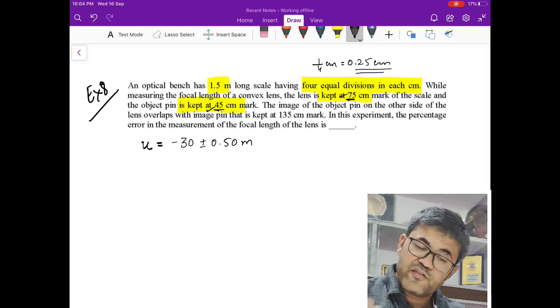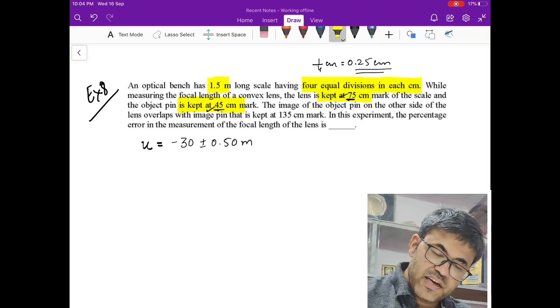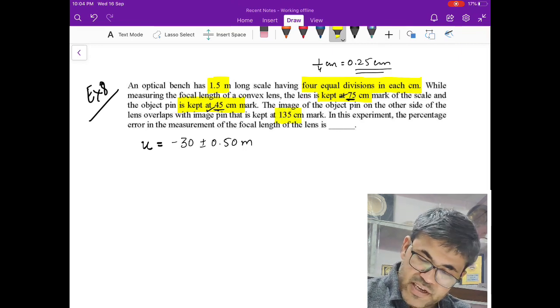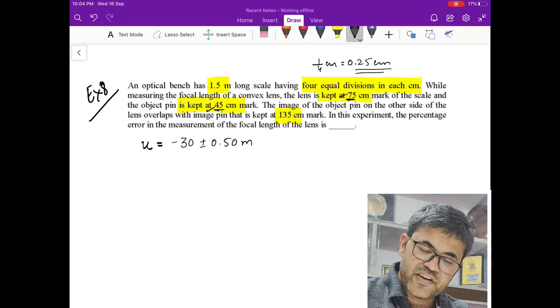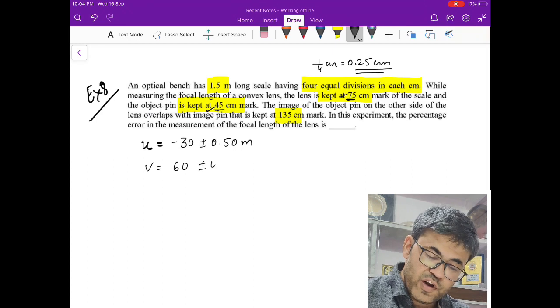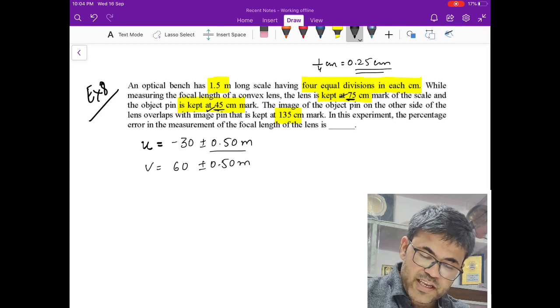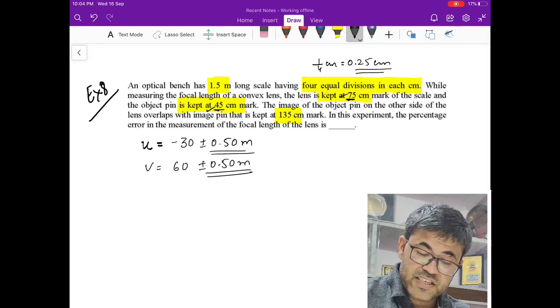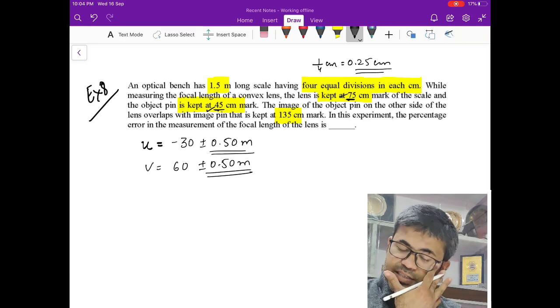Similarly, the image pin is kept on the other side, at 135. So 135 minus 75, you have this as 60. So this will also be 60 plus minus 0.50. So this is the mistake people make. Just remember, this error is not 0.25, this is 0.50.